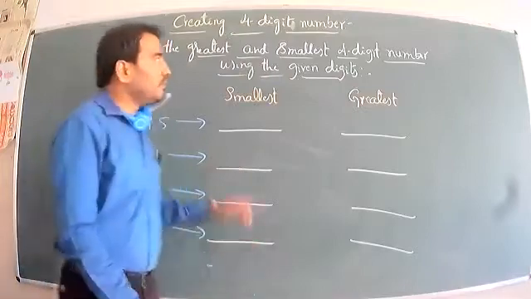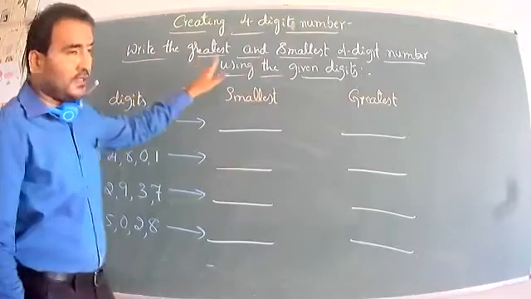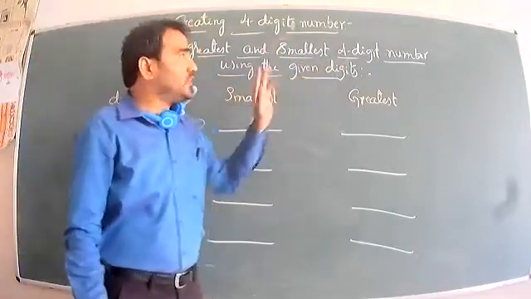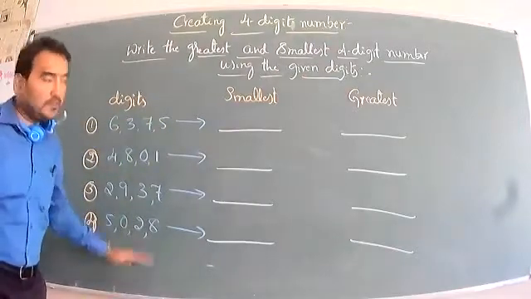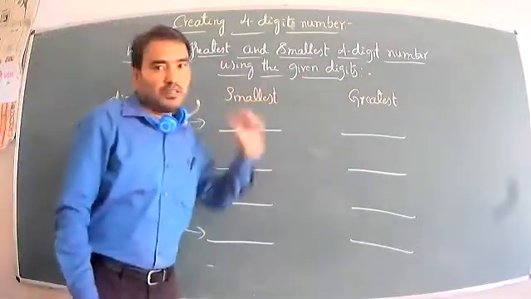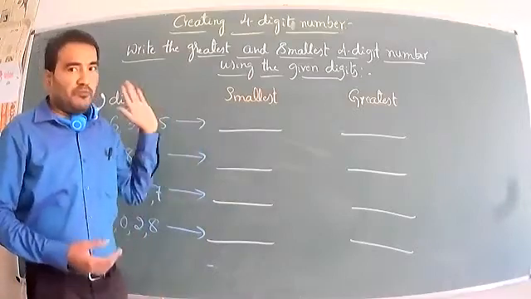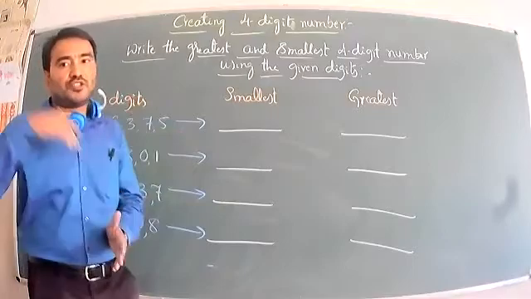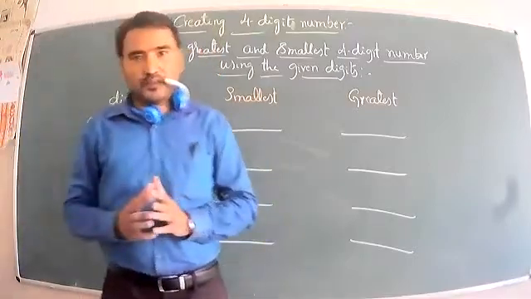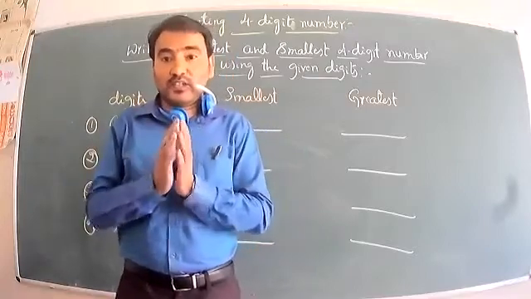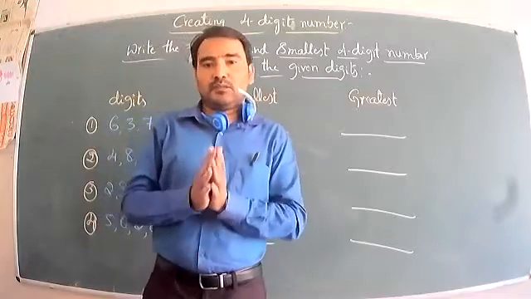First I will read what I am writing on the board: Write the greatest and the smallest 4-digit number using the given digits. The given digits are here, and we make the smallest number and the greatest number. How to make the smallest number? We write the digits in ascending order. That is called the smallest number.